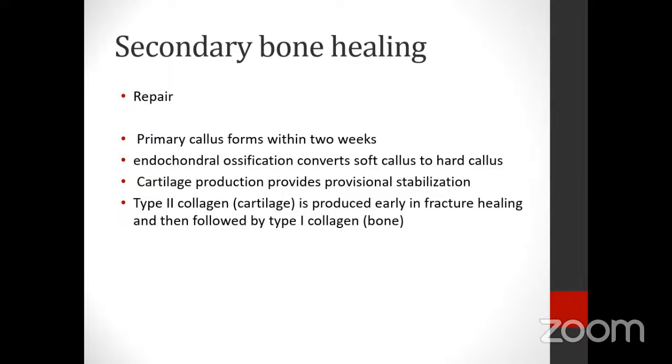So a soft callus, which is composed of cartilage, will be converted into hard callus, which is composed of irregular bone. Now, early, as we said, in 2 weeks, the fracture becomes what we call a sticky fracture, or the cartilaginous or the primary callus provides provisional stabilization. Generally, because it is a cartilage, there will be type 2 collagen initially, and with remodeling and ossification, there will be more type 1 collagen.